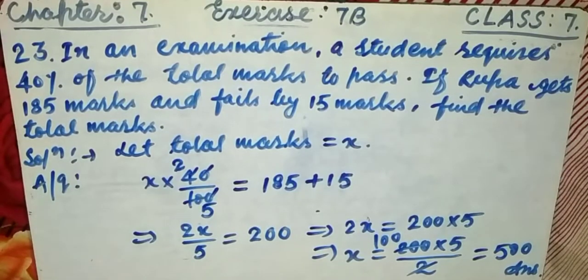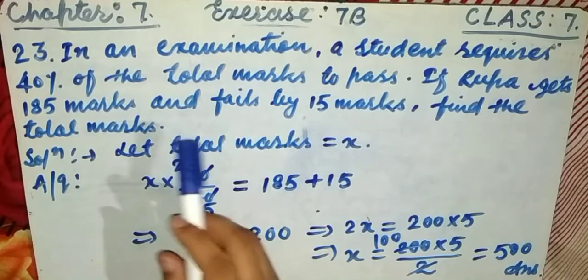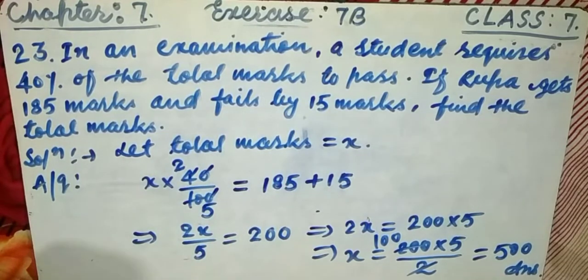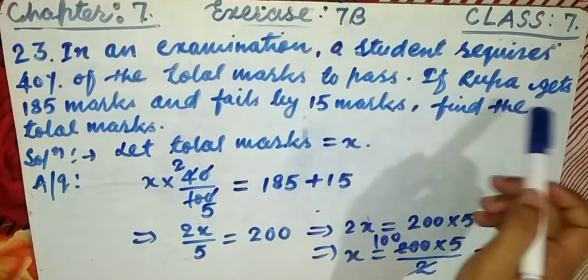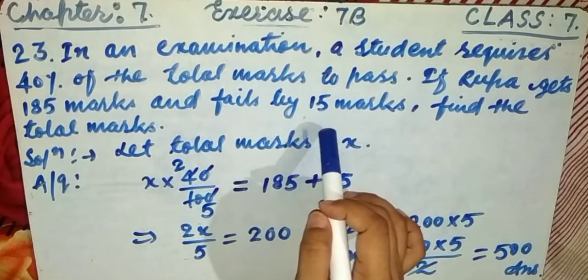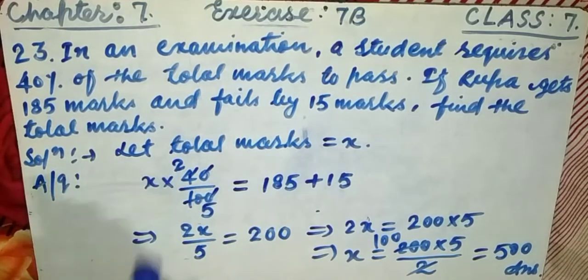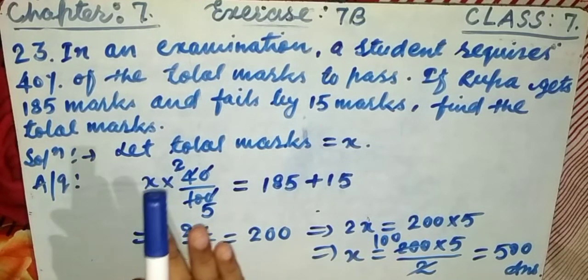Now see friends, question number 23. In an examination, a student requires 40% of the total marks to pass. If Rupa gets 185 marks and fails by 15 marks, find the total marks. Let us understand one by one.